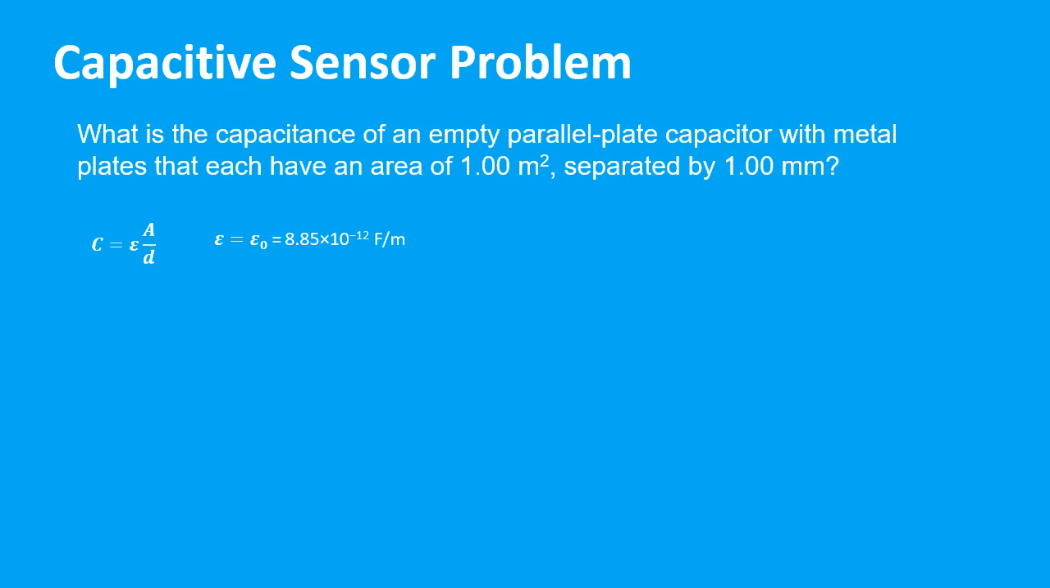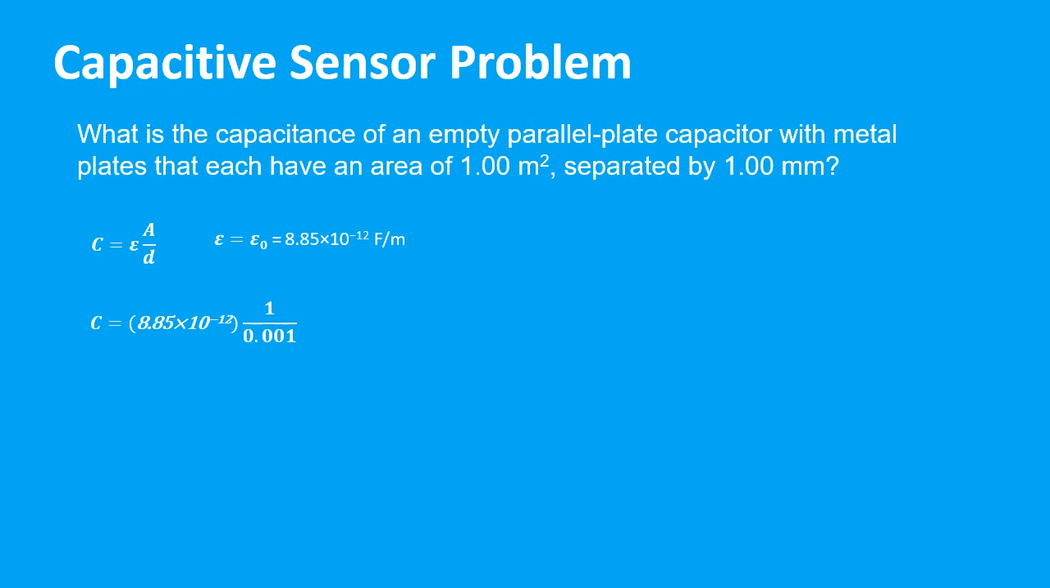So once we have this, we also have the area, 1.00 meters square, and the distance, 0.001 meters. We can plug everything in our formula. So we have capacitance is equal to 8.85 times 10 raised to negative 12 times 1 divided by 0.001. Notice that the units must agree with each other. So if one is in meters, we have to convert everything else in meters.